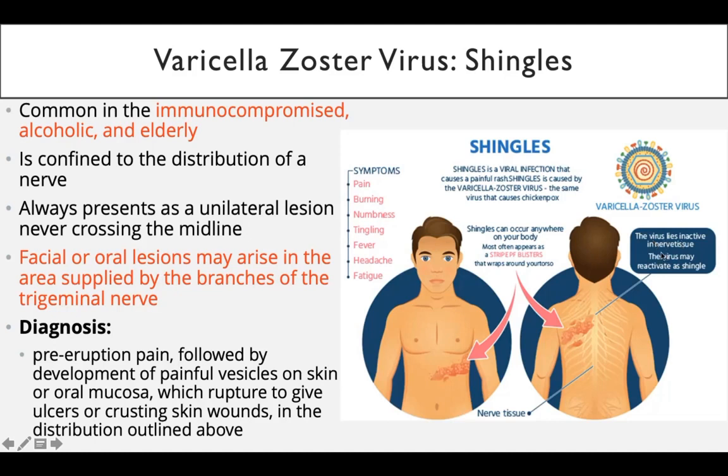The virus lies inactive in nerve tissue. The virus may reactivate as shingles and goes along the distribution of the nerve on the skin. Dermatome. You know what is a dermatome? A dermatome is a nerve supplying a patch of the skin.